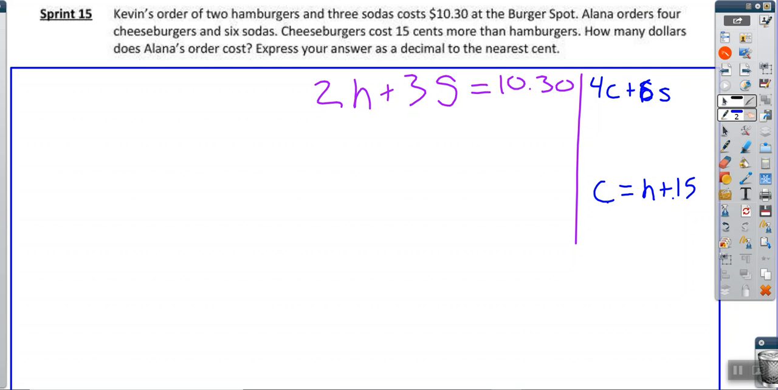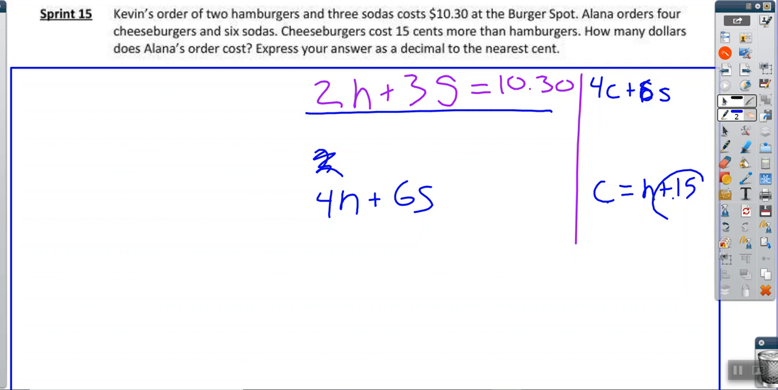All right, so Alana orders 4 hamburgers. Okay, so really, she's ordering 4 hamburgers plus 6 sodas, and then we're going to tack on the 15 cents at the end. I can't help but notice that 4 is twice of 2, and 6 is twice of 3. Therefore, all we have to do is multiply this by 2 and then add on 60 cents. That's 4 groups of 15 to get the cost of the cheese that's put on the cheeseburger.